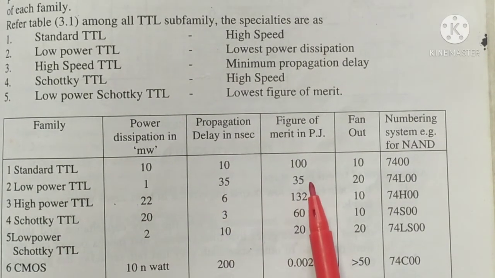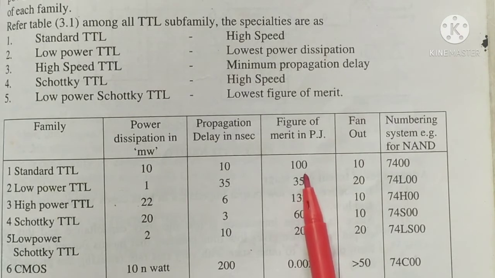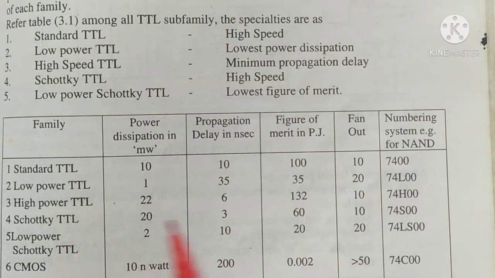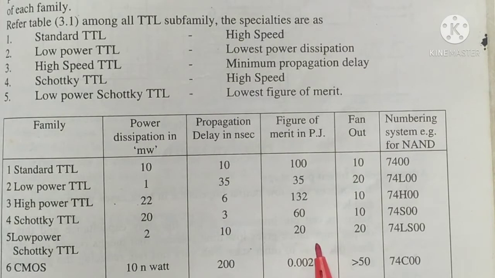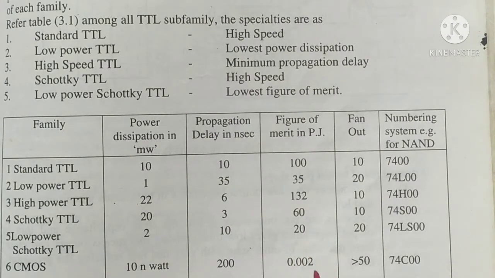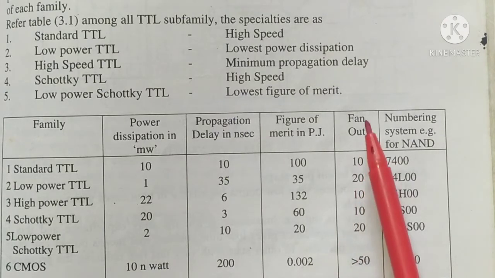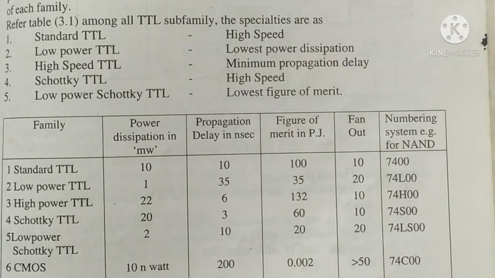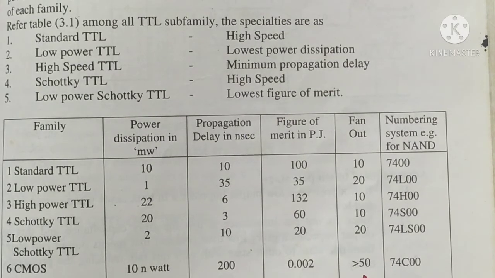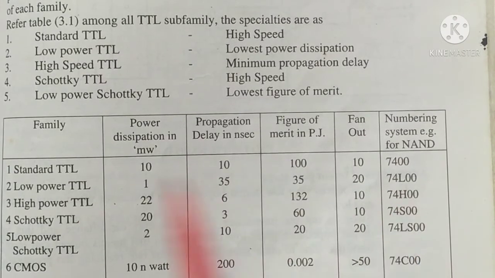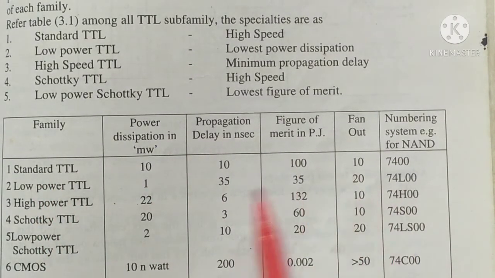Here figure of merit for standard TTL is 100. For Schottky TTL is about 60. But the lowest figure of merit is about CMOS family. It is 0.002 picojoules. Now what about fan out? Fan out in case of CMOS family it is greater than 50. Means it is the largest fan out. Okay. What about the lowest fan out? Standard TTL having lowest fan out.